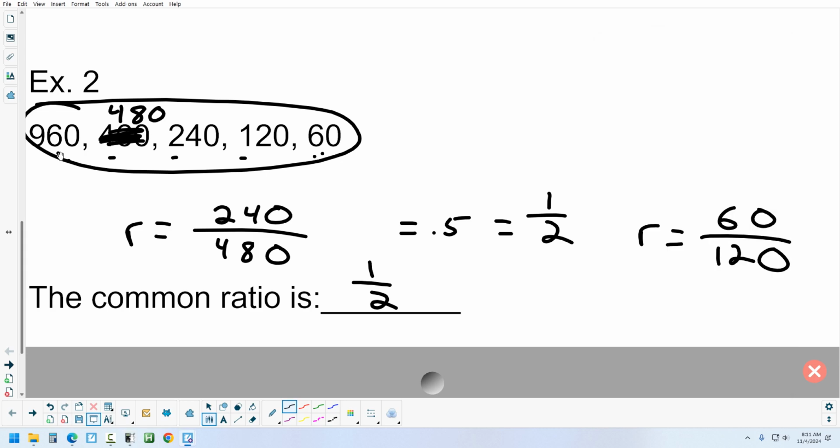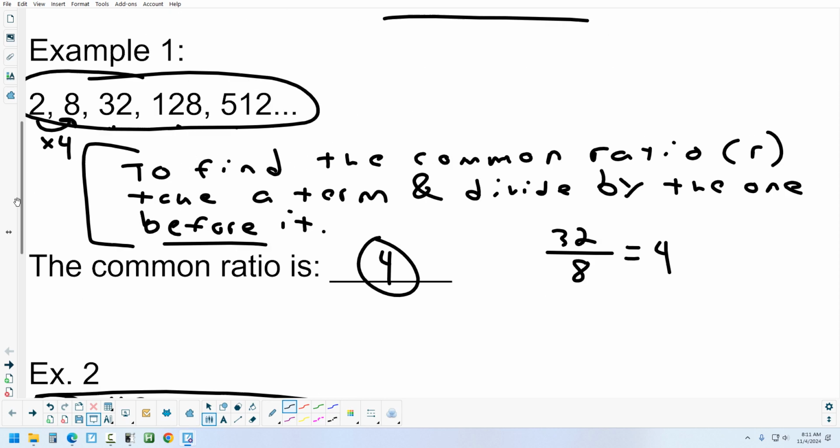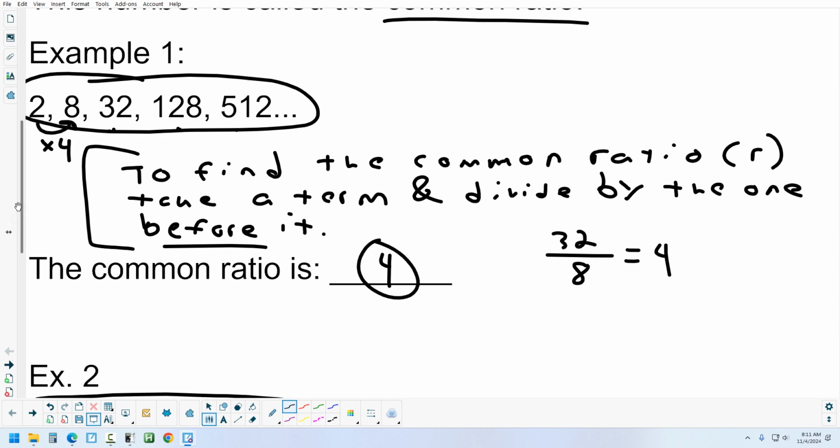So that means you are multiplying by 1/2 each time to get from one term to the next. What does this number have to be smaller than for the numbers to decrease each time? You'd have to multiply by something smaller than 1. Yep, exactly. If you multiply by something bigger than 1, they will get bigger.